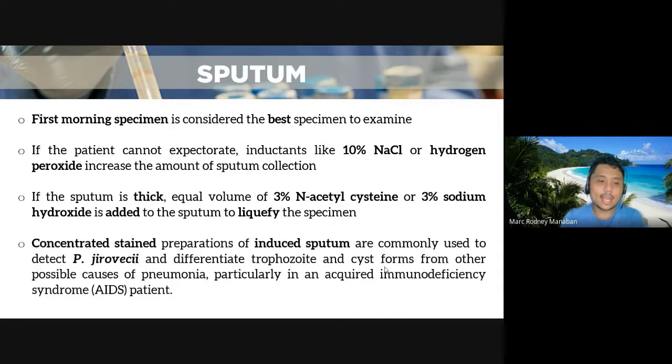Okay? Alright, ayan. Now, concentrated stained specimens of your induced sputums, we can also use that especially for detection of Pneumocystis jirovecii. Now, if you can remember, Pneumocystis jirovecii, again, is the most common cause of pneumonia among AIDS patients or immunocompromised patients, diba? Now, Pneumocystis jirovecii, for the longest time, was classified as a parasite. But now, it has been reclassified to a fungus na siya. But we're going to still discuss Pneumocystis in this lecture, I believe, in the later lectures.